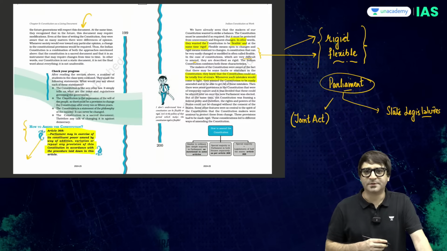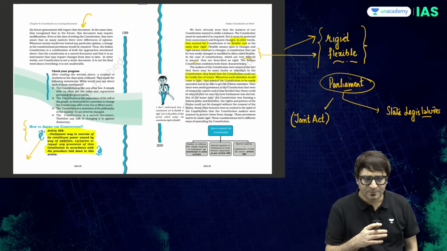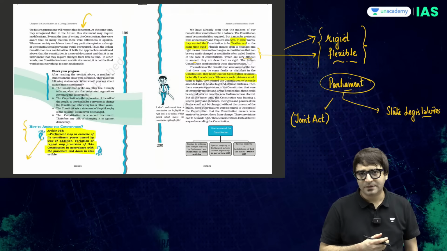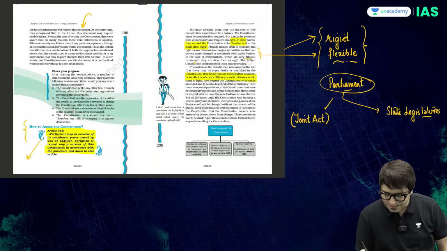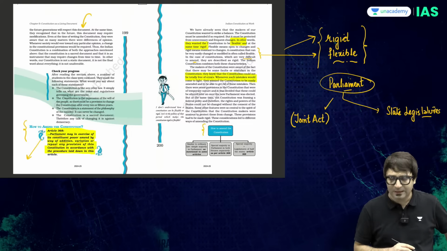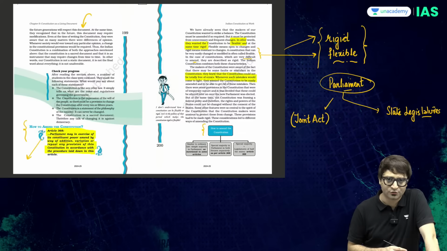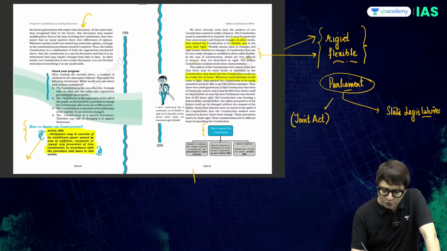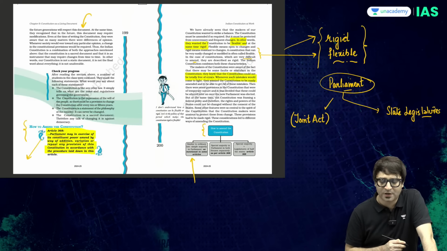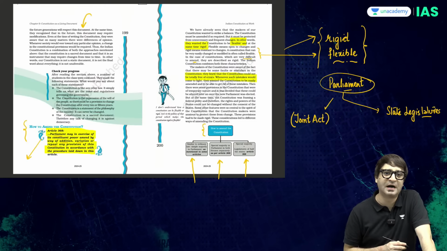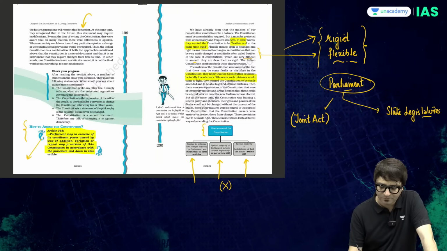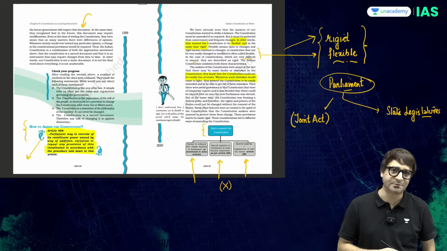Another important concept, and this is where I humbly disagree with NCERT, another mistake that we need to point out. It says, how can we amend the Constitution? And it says the Constitution can be amended by simple majority, by special majority plus ratification of half of the states. But this is incorrect. So then what is the correct explanation?